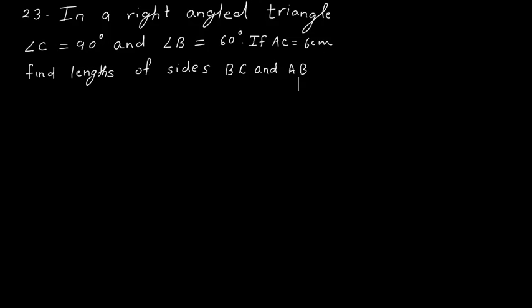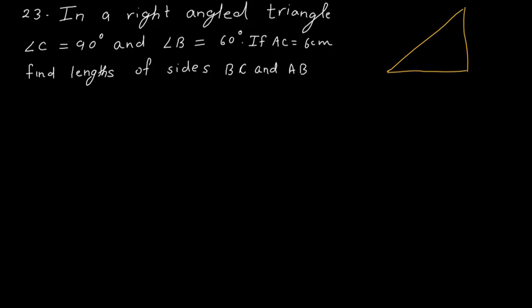Now 23rd question. In a right angle triangle, angle C is 90 degree and angle B is 60 degree. If AC is 6 centimeter, find the length of side BC and AB. So in a right angle triangle, let us first draw one right angle triangle. Okay, so here I will draw one right angle triangle.